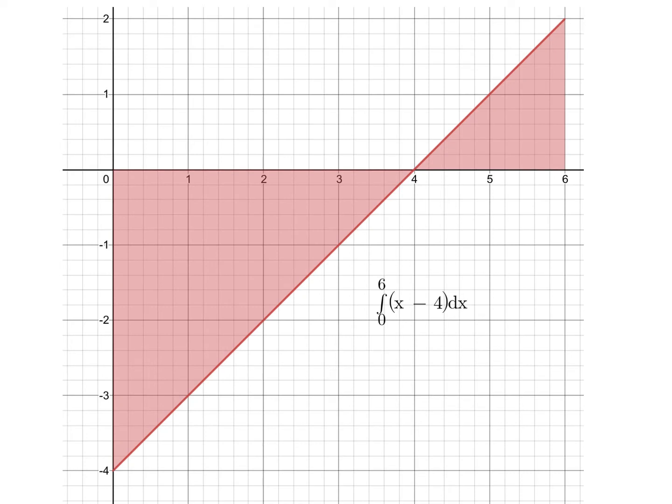So this is a graph of y equals x minus 4 between 0 and 6. You can see from 0 to 4 is below the x-axis, a triangle below the x-axis, and from 4 to 6 is a triangle above the x-axis. So we're going to separate these two areas to find the integral from 0 to 6.